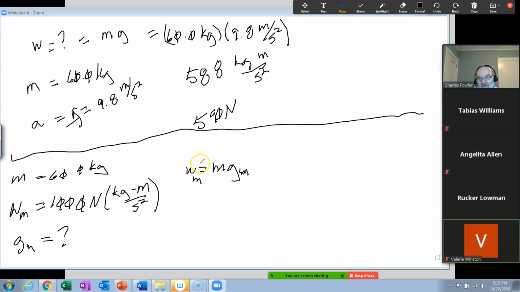So let's solve for g sub m. What we're going to do is divide both sides of the equation by mass, and the masses go out, giving us our acceleration due to gravity on the moon, which is exactly what we're looking for, and that's going to be his weight, which is 100.0. I don't know why they gave us 4 significant digits there. I like to use the full digits: kilogram meters per second squared.